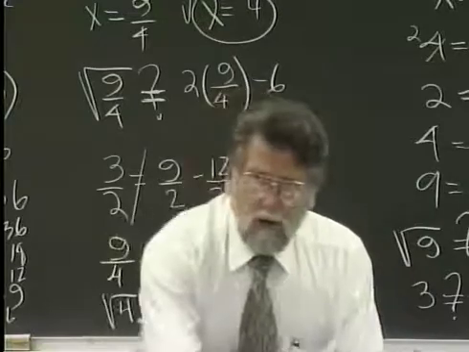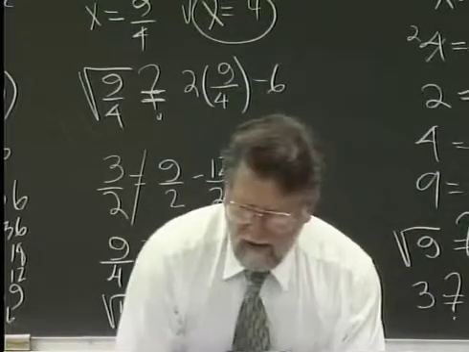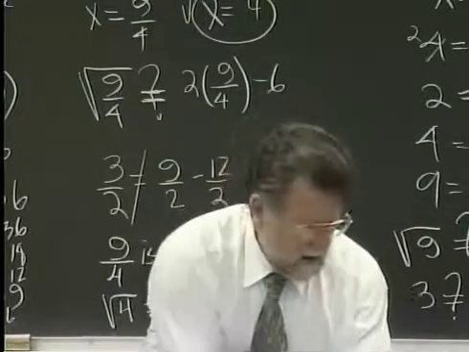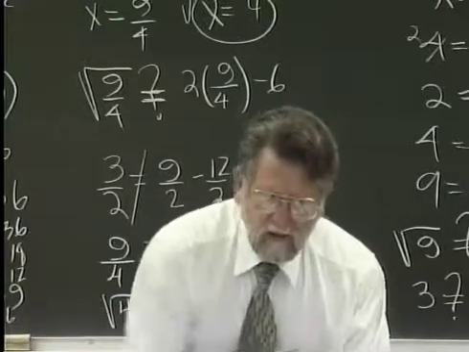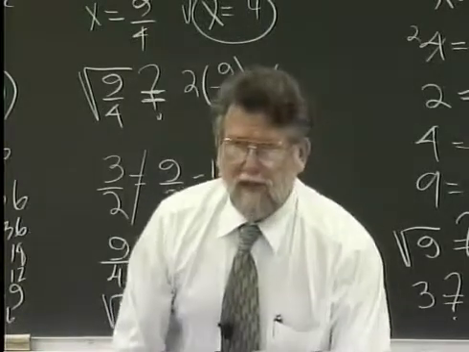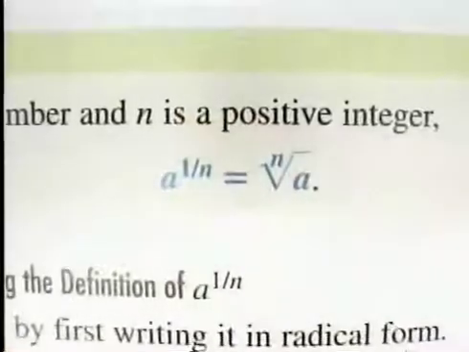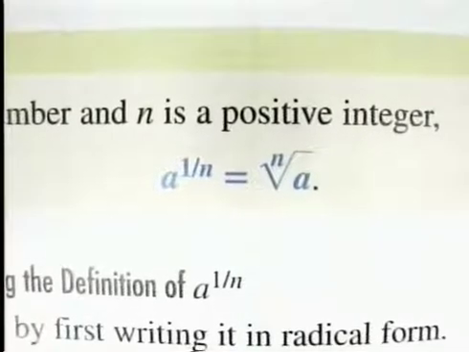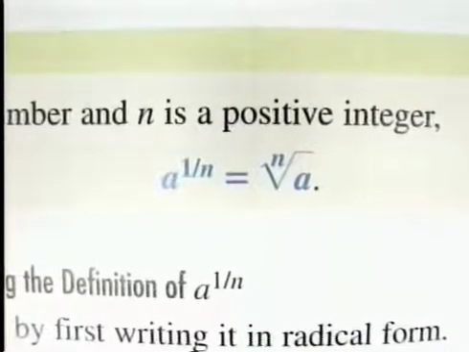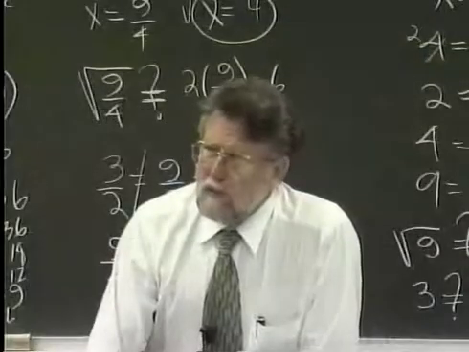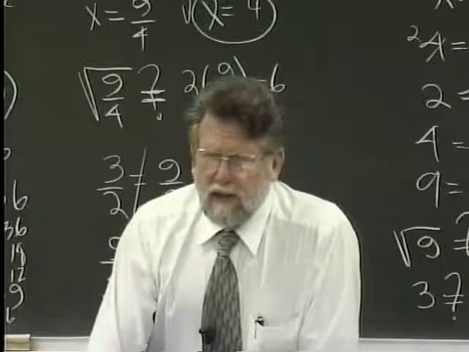Okay, the definition. We've talked about this already. And the definition here is the important part, because if you understand what the radical means, then the other things we do with this section are just repeating your rules. But let's look at what we have here. A to the 1 over n means the nth root of a. It's that straightforward.